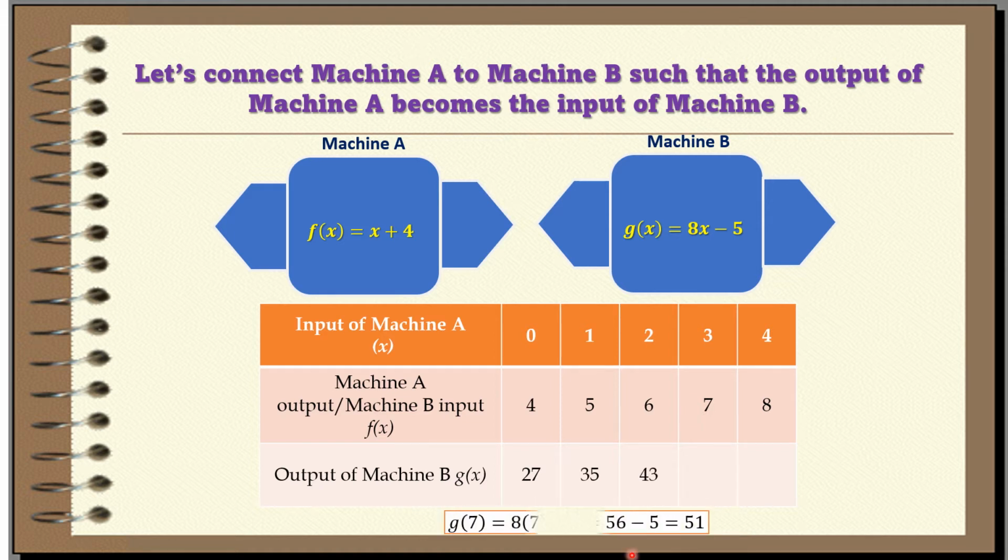Then at x equals 7, g of 7 equals 8 times 7 minus 5. 8 times 7 is 56, then minus 5 is equal to 51. Finally, at x equals 8, g of 8 is equal to 8 times 8 minus 5. 8 times 8 is 64, then 64 minus 5 is equal to 59. So we write here 59. The process that we did illustrates the process of finding the composition of functions.